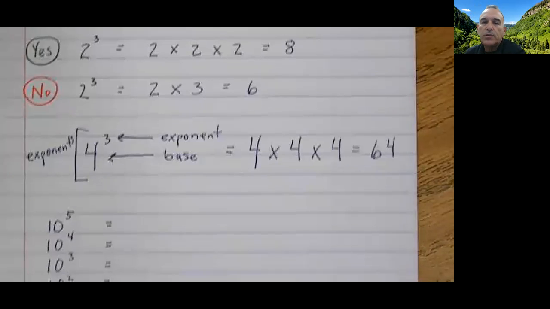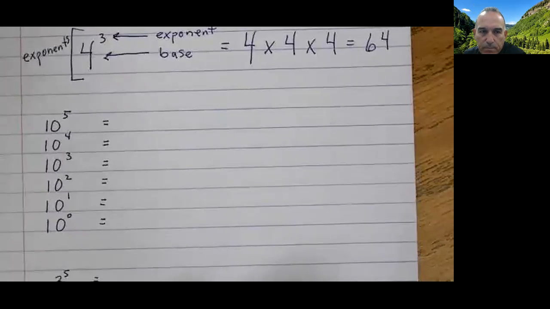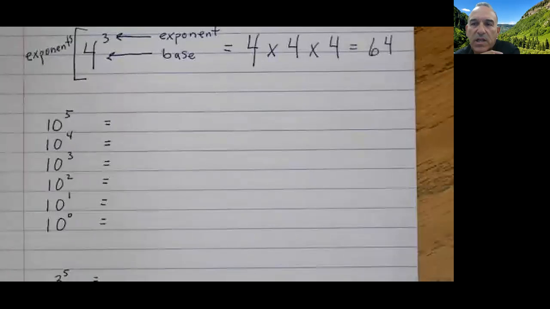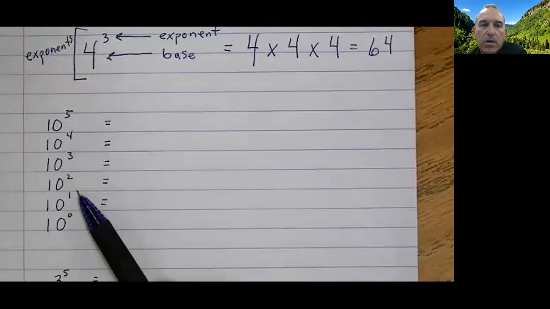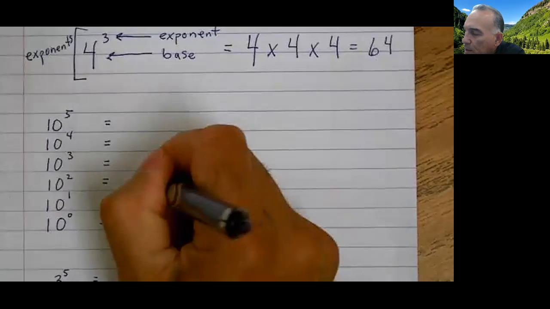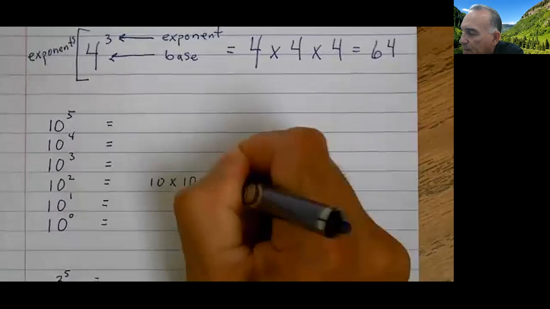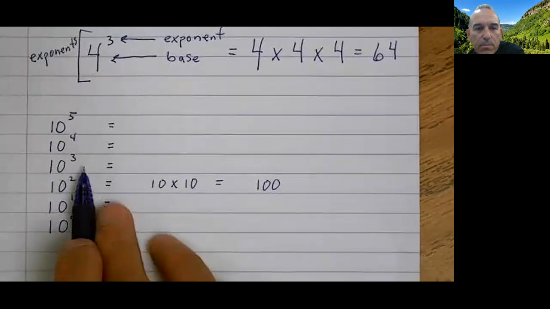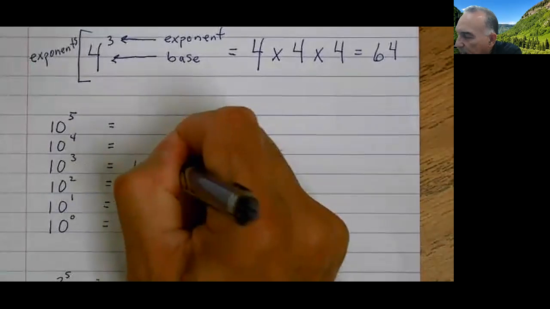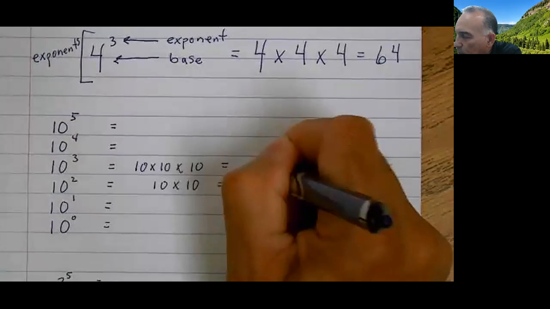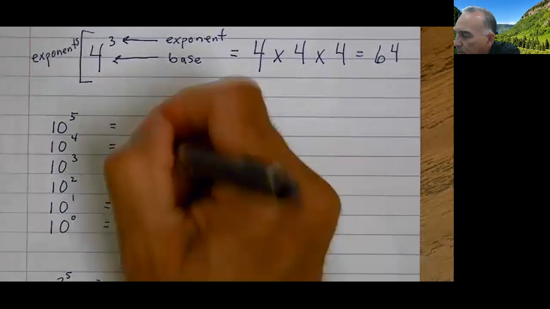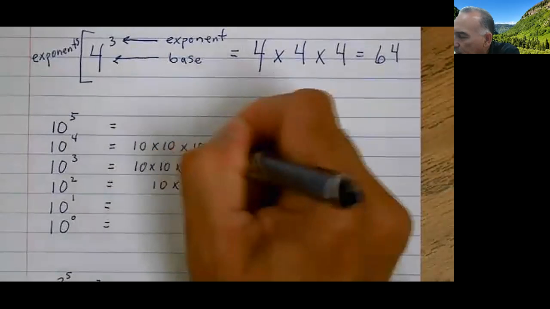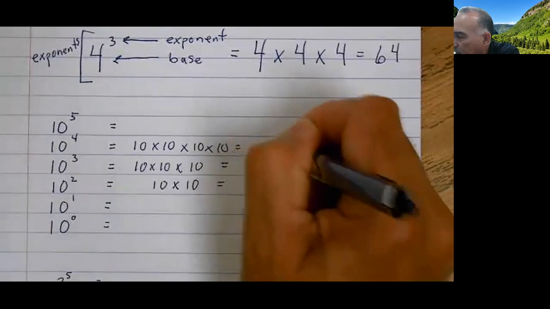Okay? I want you to now look at this table that I've made. It's really easy to see this with tens. Sometimes it's a little more difficult with other numbers. So let's start with one we're familiar with. Take a look at 10 squared, 10 to the second power. What this means is 10 times 10, which is 100. Okay, so that means this one must be 10 times 10 times 10, which is 1,000. And this must be 10 times 10 times 10 times 10, which is 10,000.